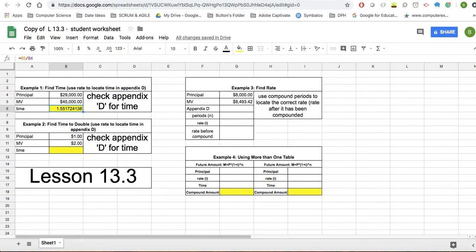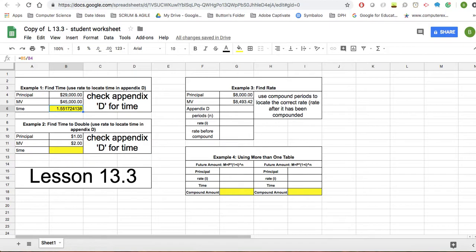and we're going to get a 1.55172438 number. Now, what we're going to do for this is we're going to go to the back of the book where it says Appendix D, and then we are going to locate what would be the time that we'd be needing for this. So if you look at the example on page 502, you will see in example 1, we have 45,000, 29,000, and then it says 10% compounded annually. So now let's go to the back of the book, and you're going to find in Appendix D, we are looking to find the 10%. So if you go to page 846, you will find in the top left-hand corner 10%.